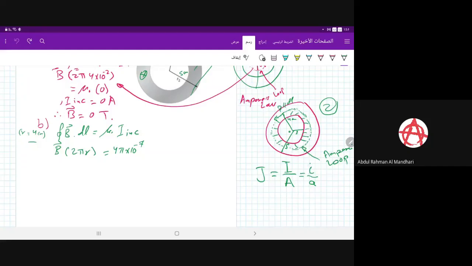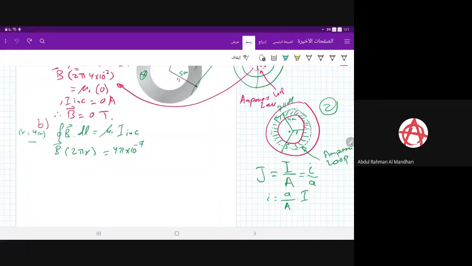I small, the current which is enclosed by the Amperian loop, divided by A small, which is the shaded area here. This is the area that I shaded, and it is the one that matters to me. Why is that? Because it is enclosed by the Amperian loop. From here, I am looking for I small. I small equals A small over A capital times I.